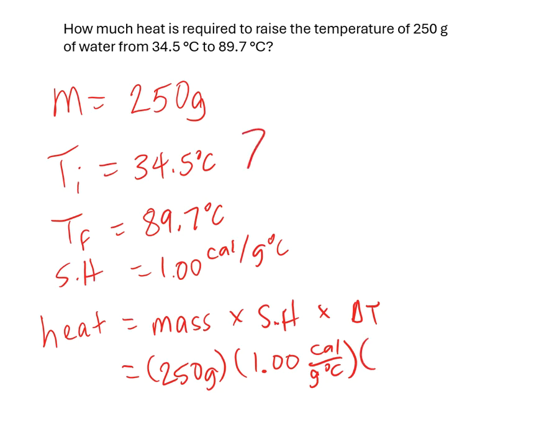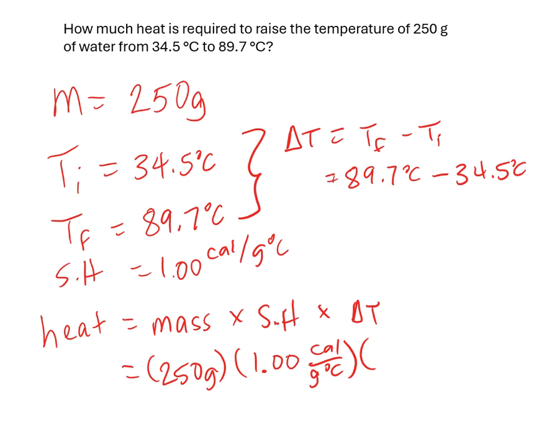And then delta T, we were given the initial and the final. To figure out delta T, it's just the final minus the initial. So the 89.7 degrees Celsius minus 34.5 degrees Celsius. So when you get that difference, it's going to be 55.2 degrees Celsius. And so that's your delta T. Delta T just tells you the difference between your final and your initial. And so now, based on the fact that we were within one phase, we're not transitioning to a different phase, we're simply using this equation, mass times the specific heat times the change in temperature.